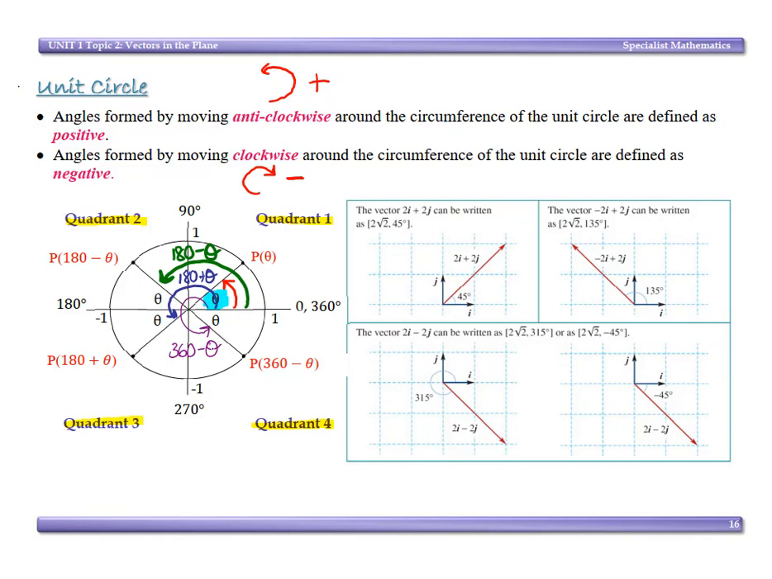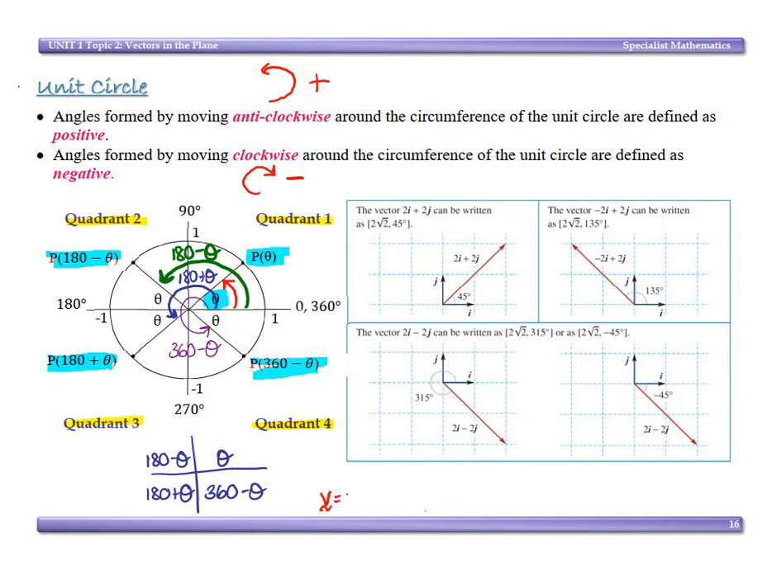So you have to remember what angle you're looking at in regards to the reference angle. So as a quick reminder, theta, 180 minus theta, 180 plus theta, 360 minus theta. So let's look at the example.